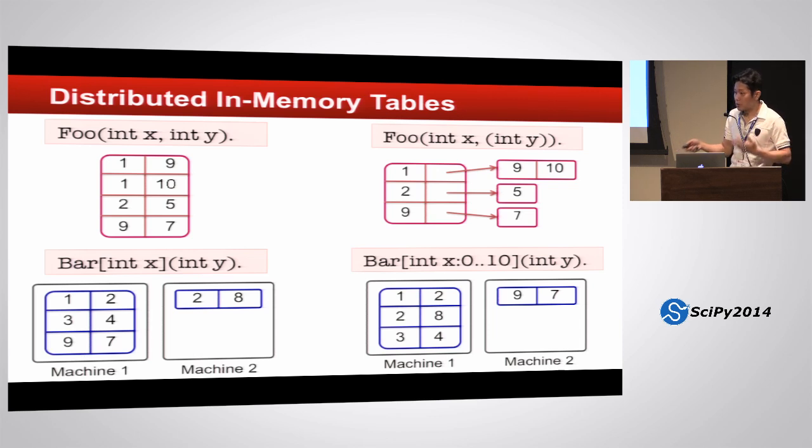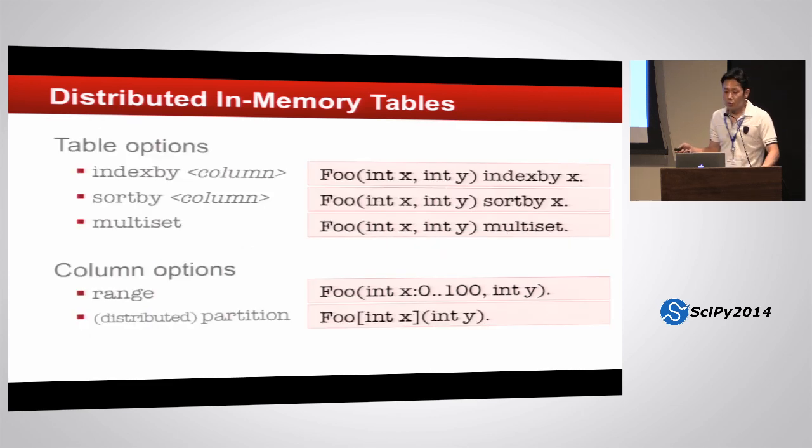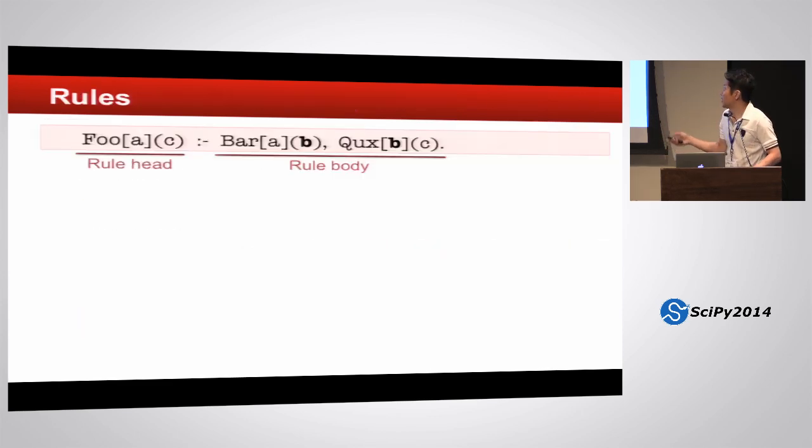Okay, so we let you control this partitioning a little bit with this simple annotation. So once you store data in tables like that, you can use what we call SociaLite rules to process the data. So here's an example of a SociaLite rule. What is on the left-hand side of colon dash is called the rule head, and what is on the right-hand side is the rule body. So basically what we are doing here is we are joining the tables in the rule body and storing the join result in the rule head in this foo table.